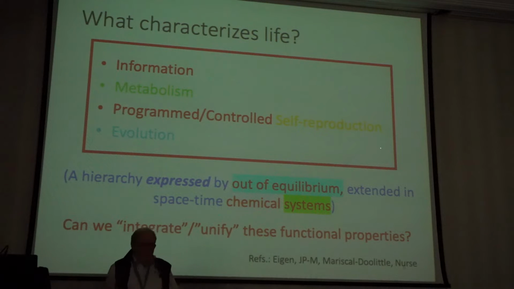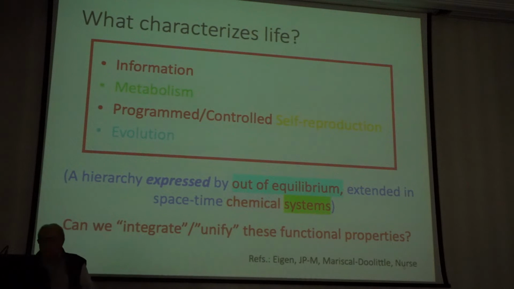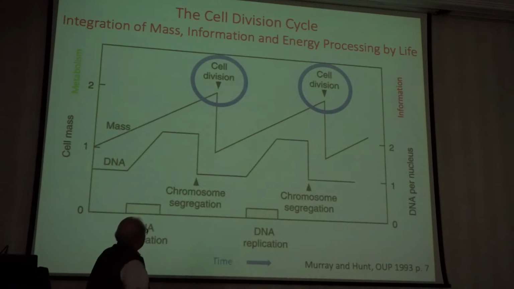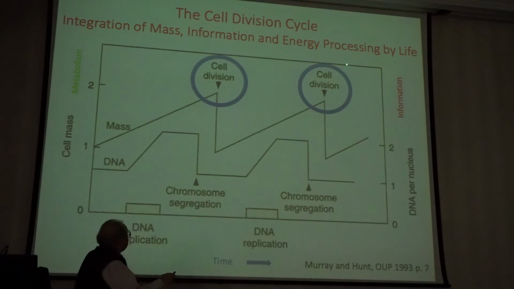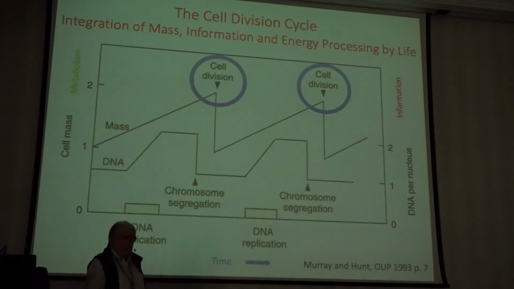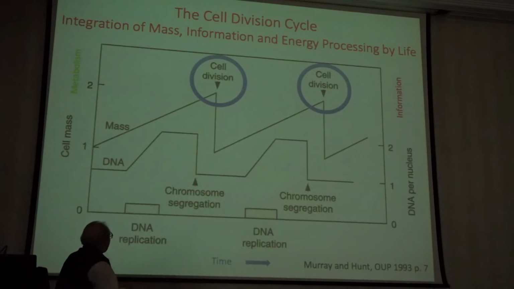But the question that you ask, and you always ask in physics, is can we integrate or unify these functional properties, these four functional properties? And the answer is it will turn out to be possible. But before I do that, let me show you how biology, extant biology, actually unifies those properties. This is a very abstract representation of the cell division cycle. It's a property of all living systems. This figure here is taken from Murray and Hunt, a book dedicated to that. It's a beautiful book. And the figure is an abstraction of what happens throughout life.